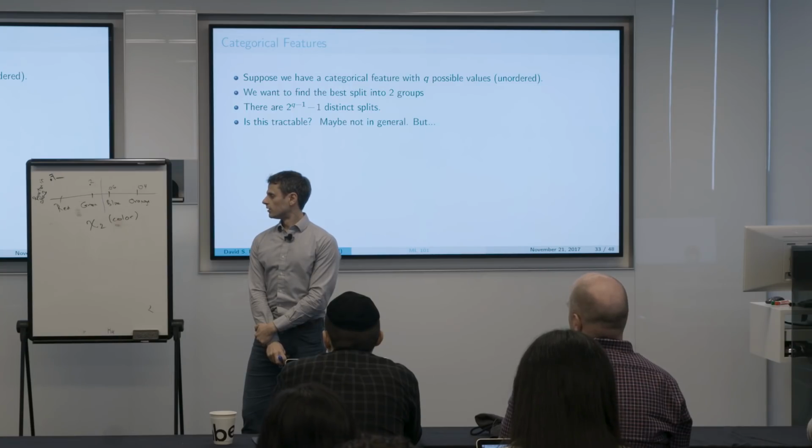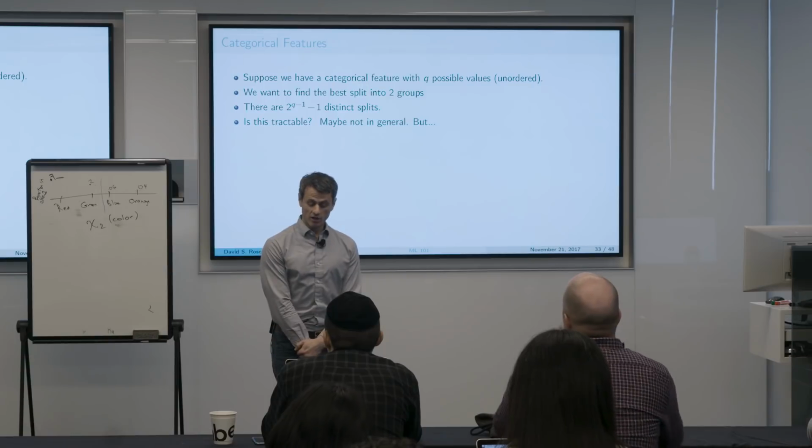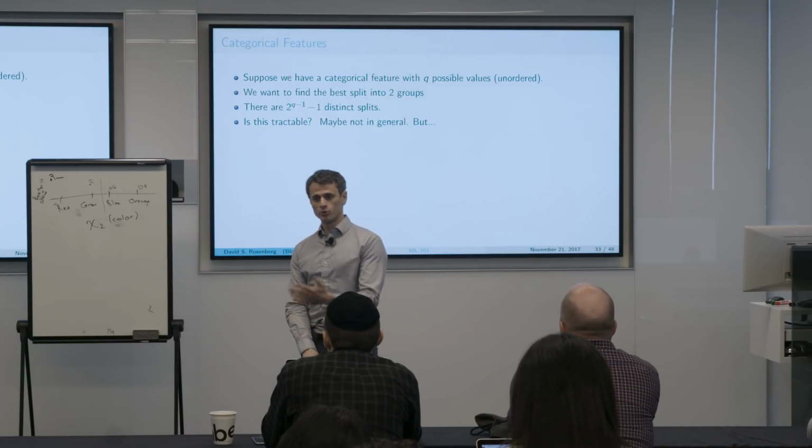Well, if you never want Q to be large, then there's no benefit of reducing 2 to the Q minus 1 to Q, is there? Well, I see. So you're suggesting, that's a nice point. If your Q is small, do a brute force.